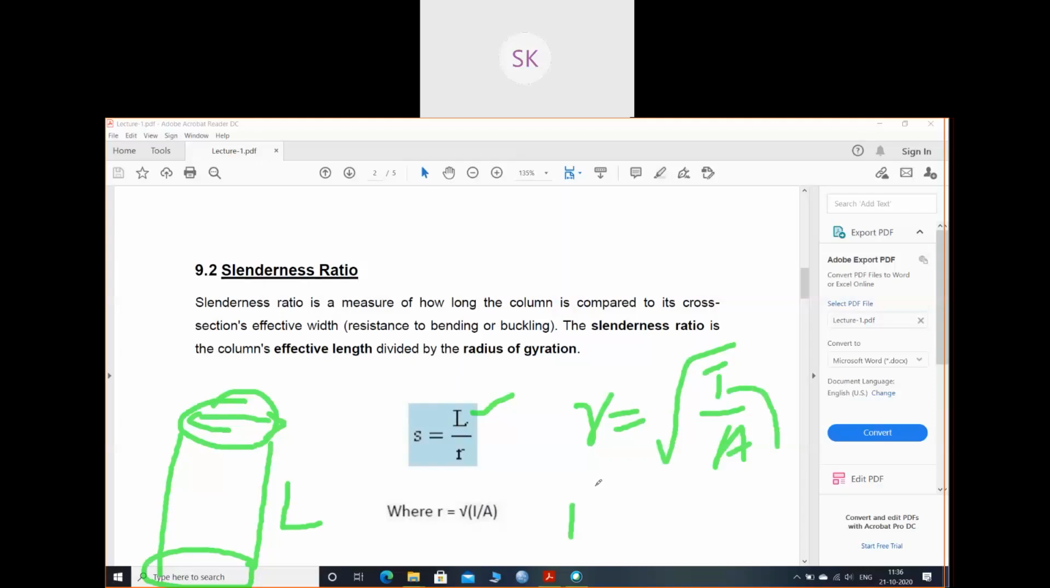And what is radius of gyration? It has a formula of root over I by A, where A is the area and I is your moment of inertia. Recall moment of inertia from your engineering mechanics. Slenderness ratio has a formula of L by R, where L is your effective length and R is the radius of gyration. And again, radius of gyration is root over I divided by A, where I is the moment of inertia and A is the area.